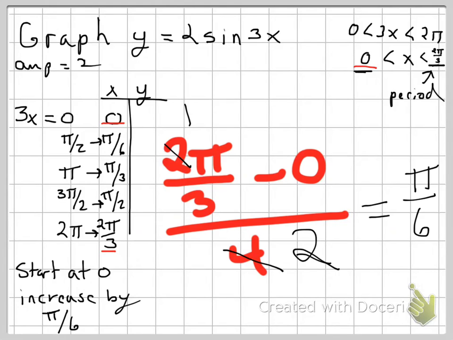So it's always, we're dividing it into four intervals, so we divide by 4, so we need to take the difference of the start and ending location and divide that by 4, so we're increasing by pi over 6 each time.